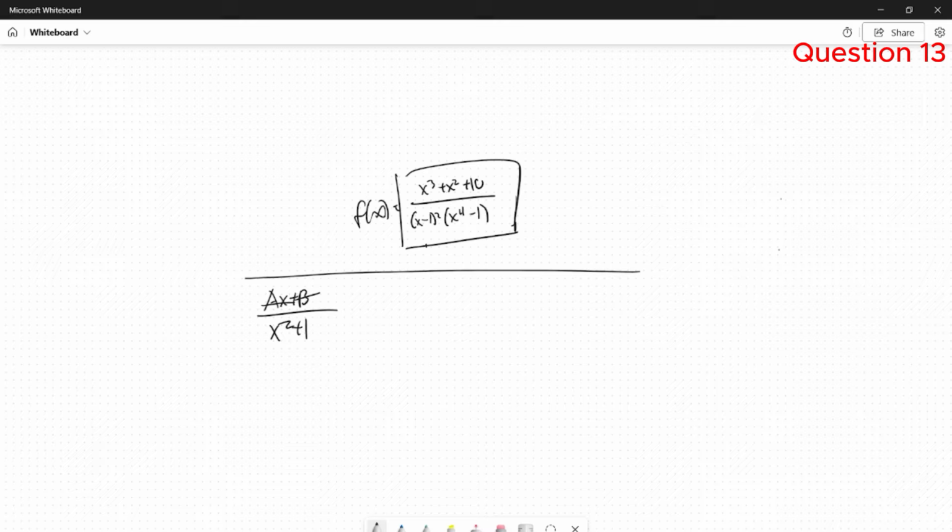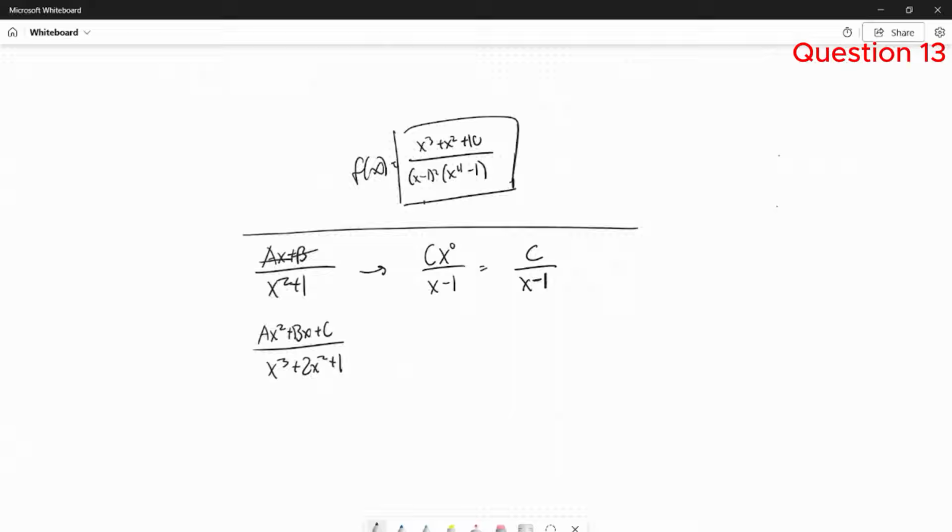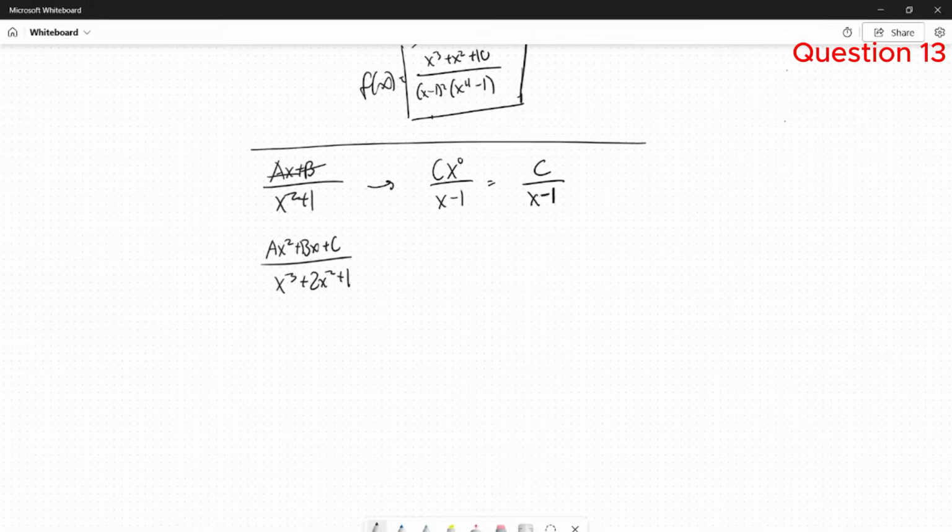So let's take, for example, an x minus 1 on the bottom. The highest degree term that I can have on the top is x to the 0 multiplied by a constant. In this case, this would just be c over x minus 1. And this pattern pretty much continues on. You have to consider every possible solution. So if I have something like x cubed plus 2x squared plus 1 on the bottom, my maximum solution set on the top would be ax squared plus bx plus c. And the pattern continues on and so forth.